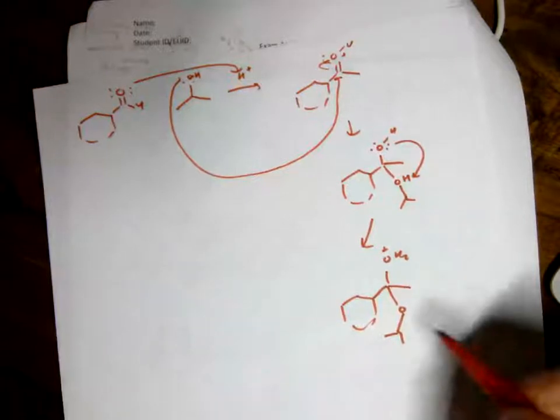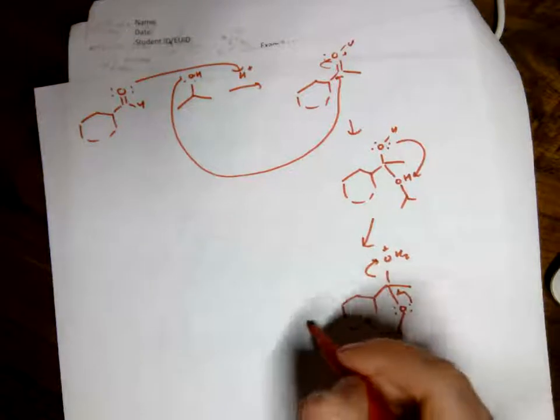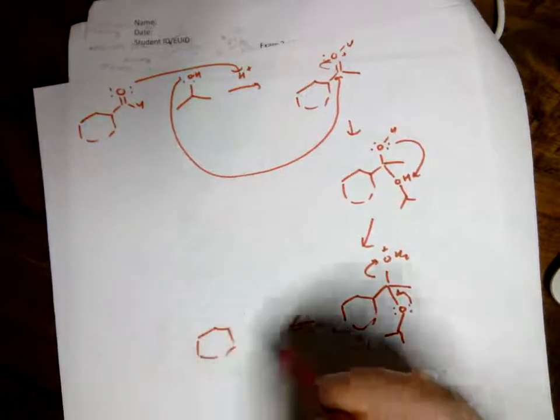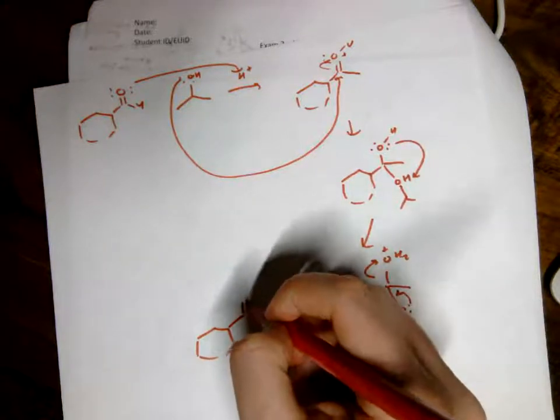So I got to this step and I was like, I think I know what's going to happen next, but is this possible? Because the next thing that makes sense to me is this would come down and reattach it and kick that out because it's excess and you've got a good enough leaving group that could happen. And I had to stop.